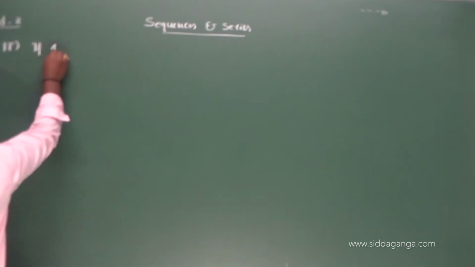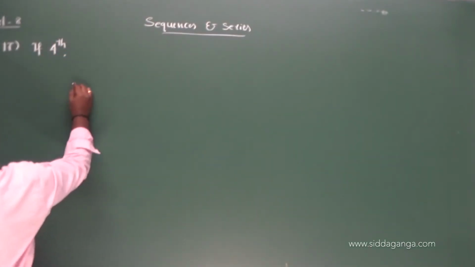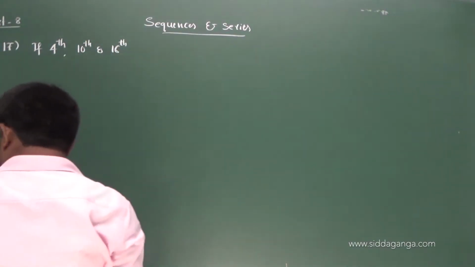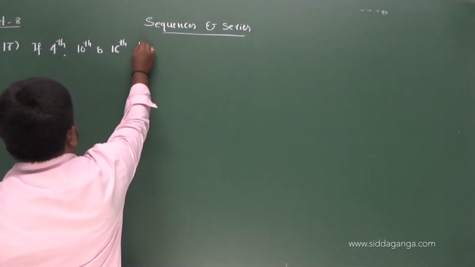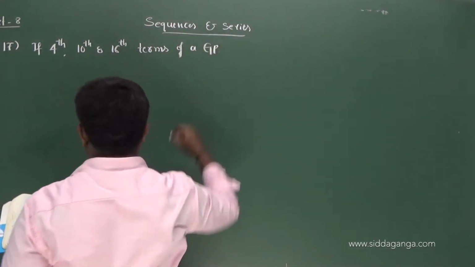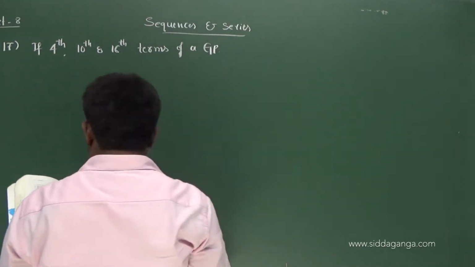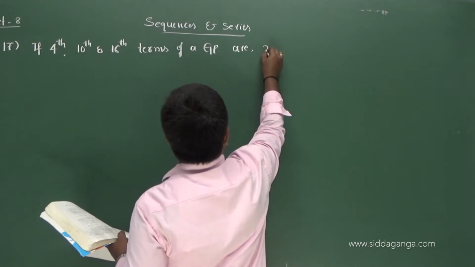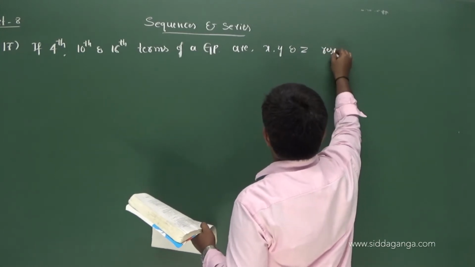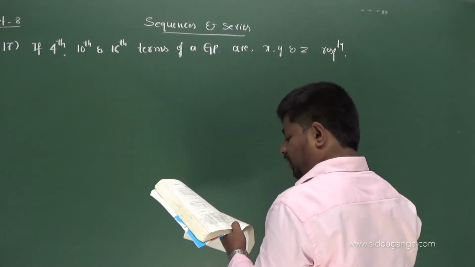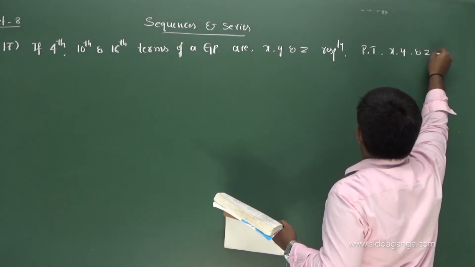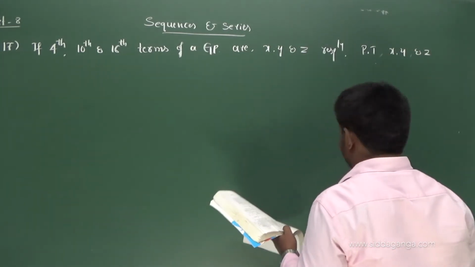If the fourth, 10th and 16th terms of a GP, I mean geometric progression, are x, y and z respectively, prove that x, y and z are in GP.